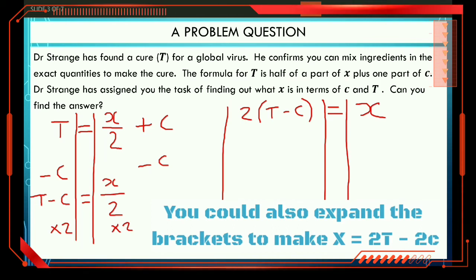And the question said, Dr. Strange has assigned you the task of finding out what x is in terms of c and t. And that's exactly what we've done. We found x is 2 multiplied by t minus c. And that's exactly what x is in terms of t and c.